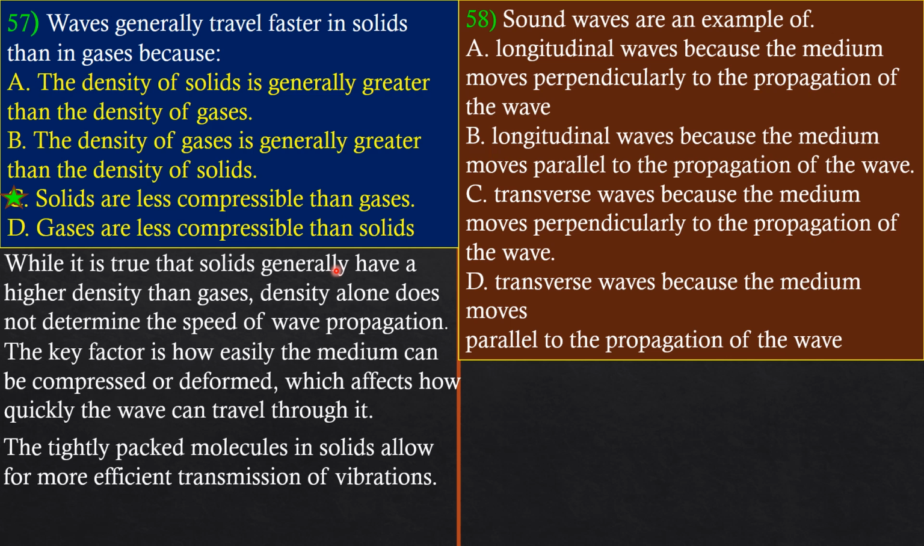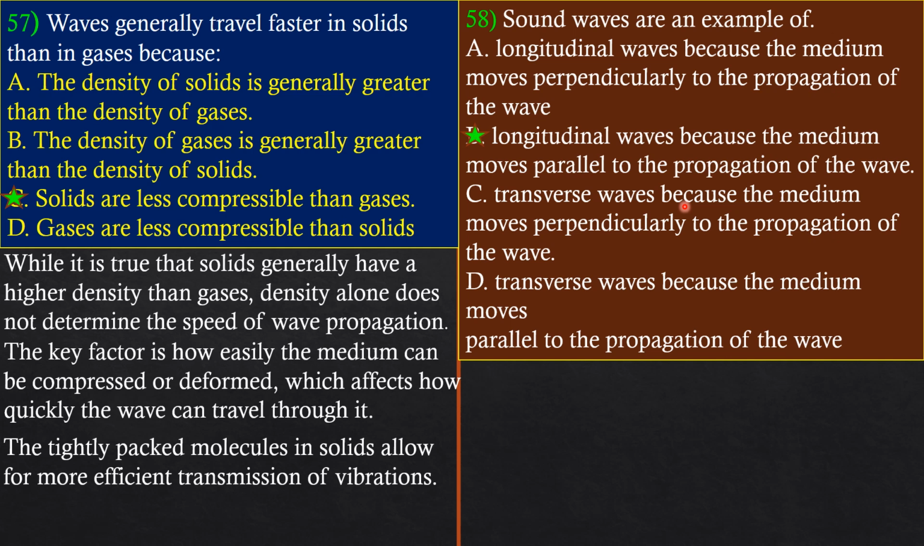Question 58 is saying that sound waves are an example of longitudinal waves. That is true because the medium moves perpendicular to the propagation of the wave. Wrong, guys, wrong. B, longitudinal waves. That's good because the medium moves parallel to the propagation of the wave. Perfect, guys. Option B is the best. Options C and D are talking about transverse waves, which are wrong. Transverse waves are for light waves. So option B is the best option for this question.